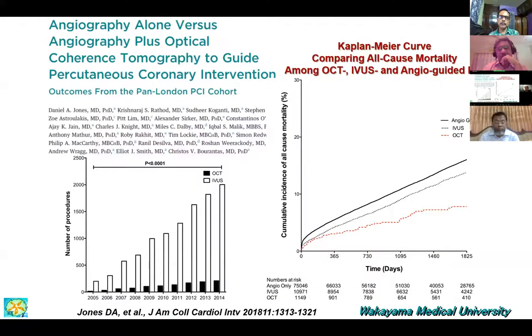And this is the registry data from the UK. The number of IVUS procedures increased very rapidly, and the number of OCT procedures increased gradually. IVUS is much more used in the UK. However, compared with angio guide, IVUS guide demonstrates better outcome. But furthermore, the OCT guide demonstrates much better results. Therefore, based on these data, we can expect a better result by OCT guide. At the moment, there are no data of direct comparison between OCT guide and IVUS guide.